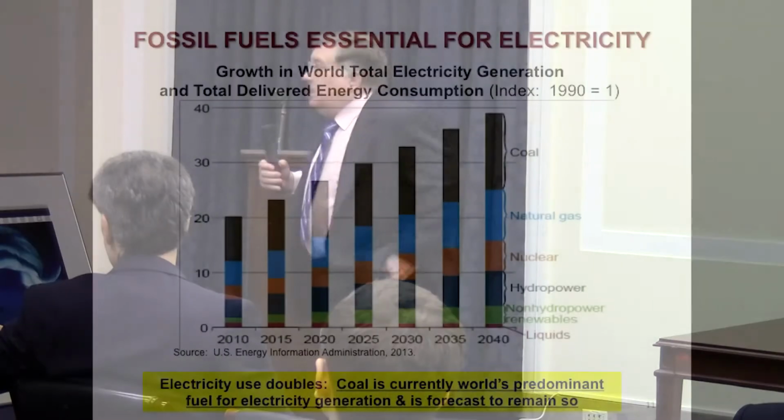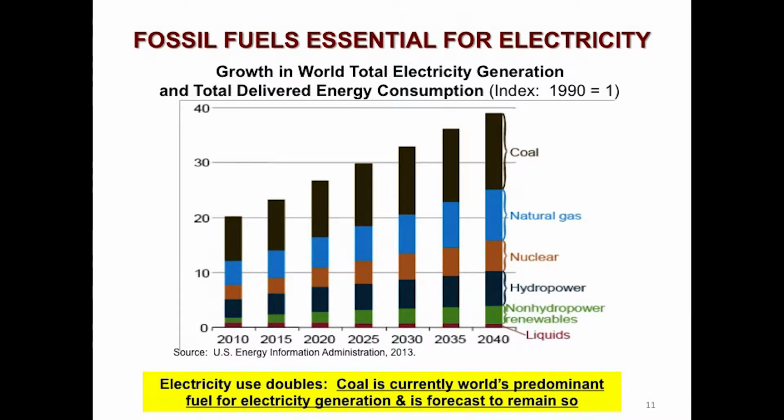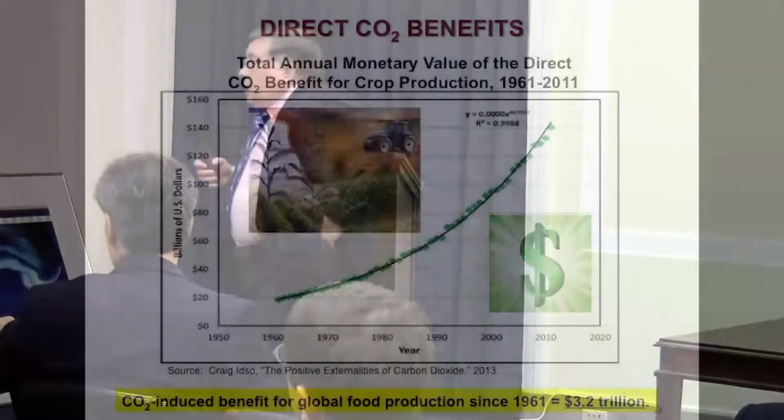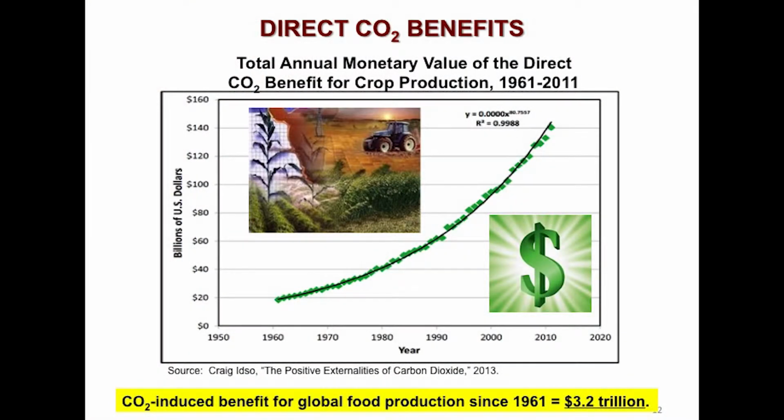Next slide, please. Fossil fuels are essential for electricity production. While world energy consumption is growing rapidly, electrification is growing even more rapidly. Both the U.S. and the rest of the world are becoming increasingly electrified. A larger and larger share every year of the world's energy is being comprised of electricity, and coal is currently the world's predominant fuel for electricity production and will remain so according to all forecasts out there. Next slide, please. These are the direct CO2 benefits, direct benefits of CO2, as Dr.